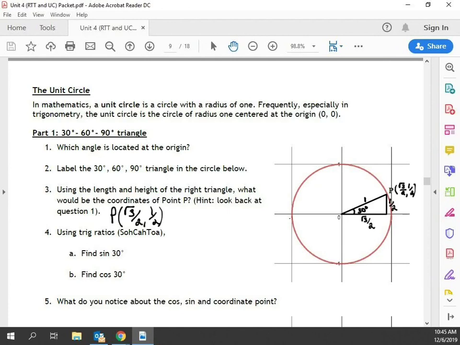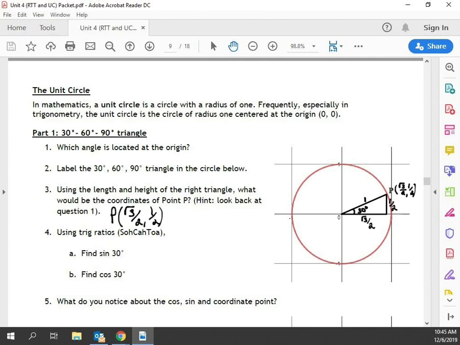So basically we're taking what we just talked about, that 30, 60, 90 triangle with a hypotenuse of 1, and putting it on a graph. And now we took those lengths of the legs and made them into coordinates. And so you can see this. So I went over root 3 over 2, went up 1/2.